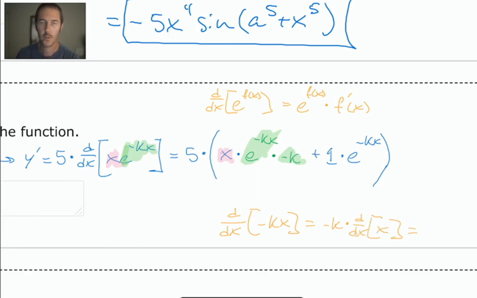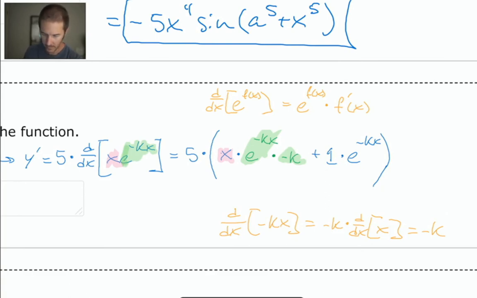Of course, what's the derivative of x? It's 1. So this really says negative k times 1, which is negative k. That negative k. So just in case you were unclear on where that negative k came from, as I was applying the chain rule there, that's where it came from.